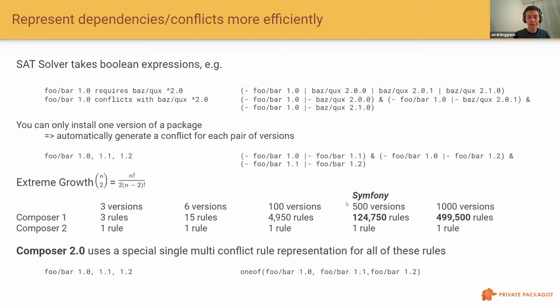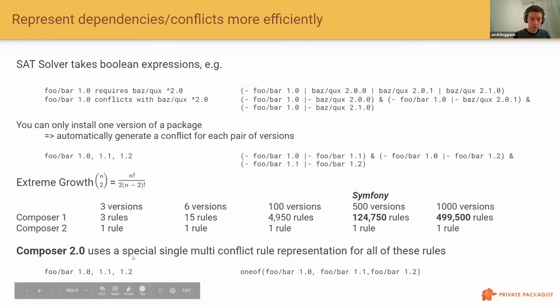That means that for every single Symfony component that you require, if the solver receives all its versions, which is not always the case, but just as an extreme example, that would create 125,000 rules just for one component. So if you load 50 components, you see the result is quickly millions of rules. And this only gets worse as time goes on and more versions are created.